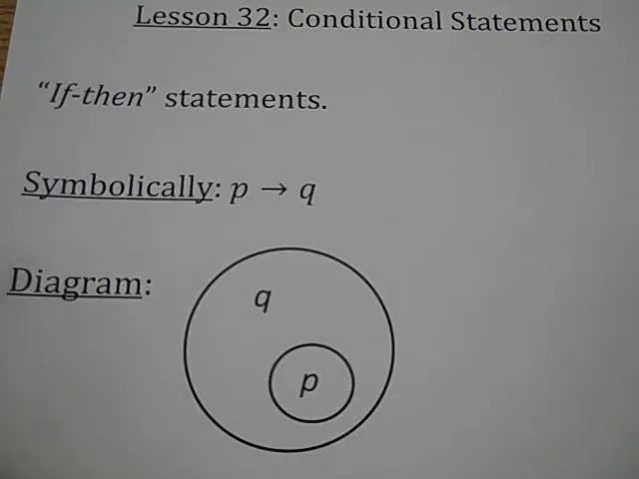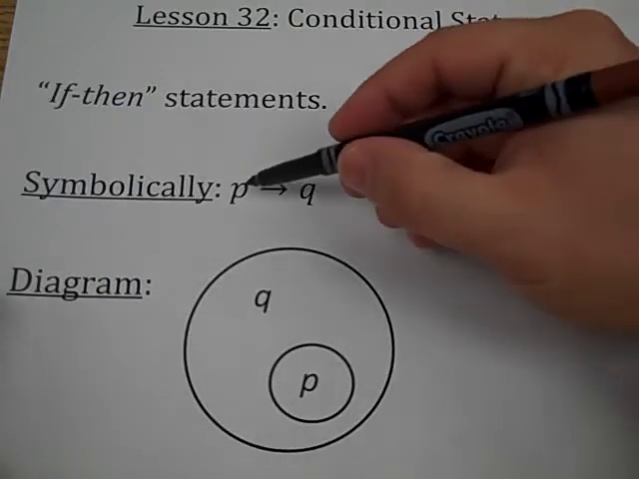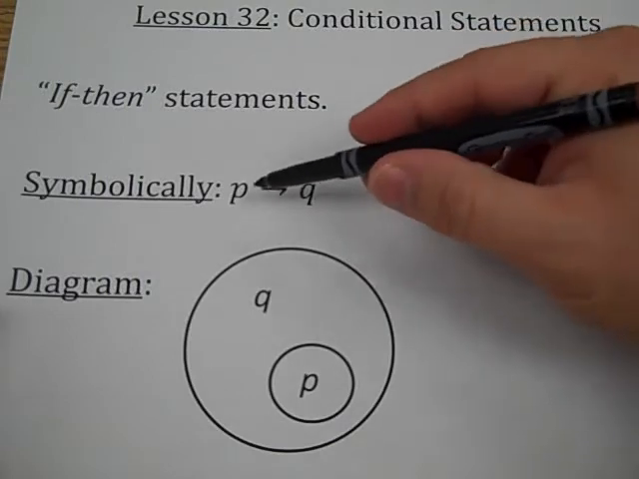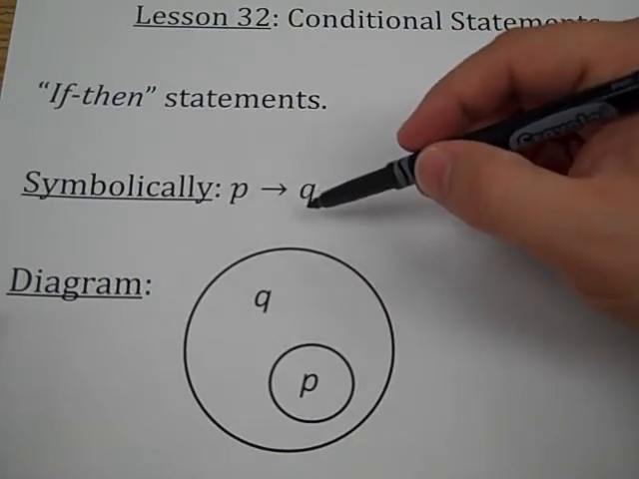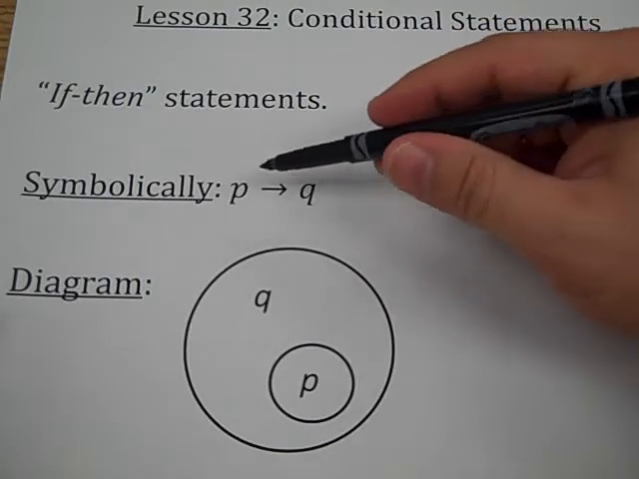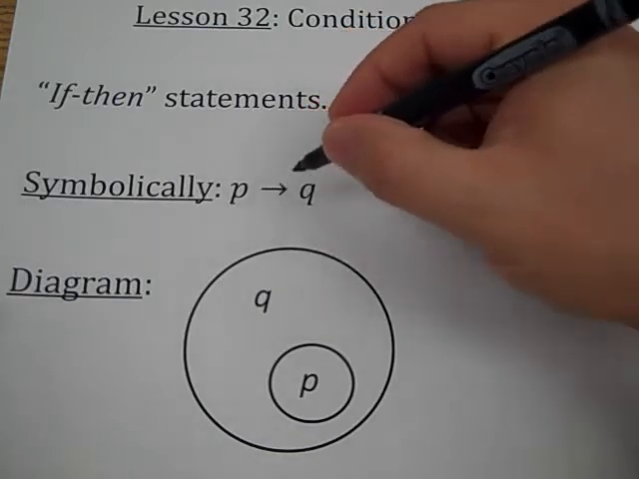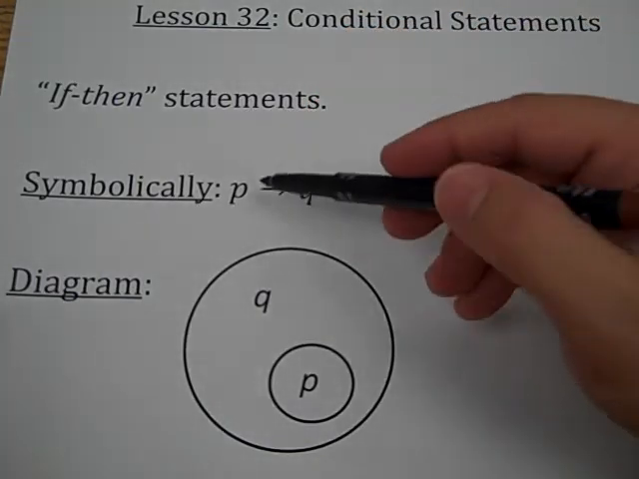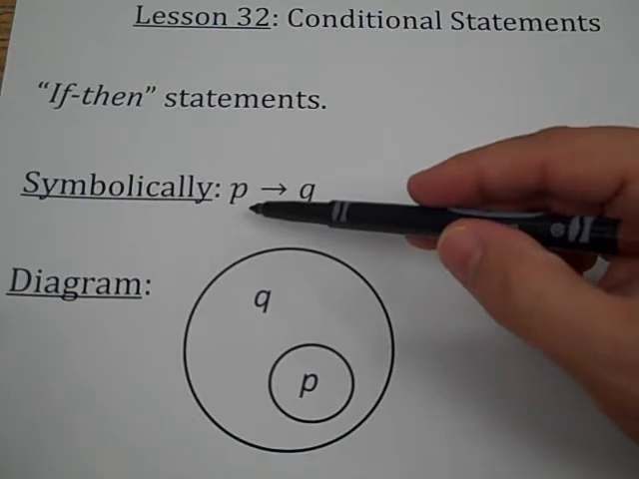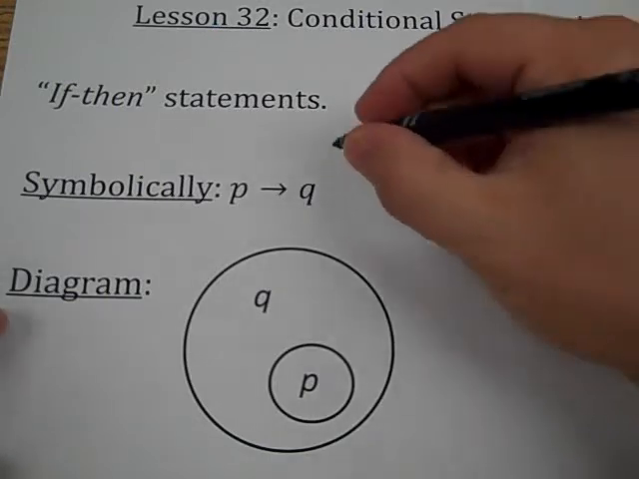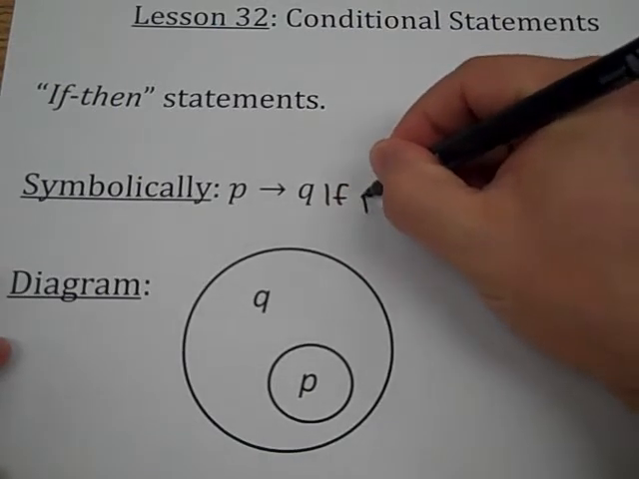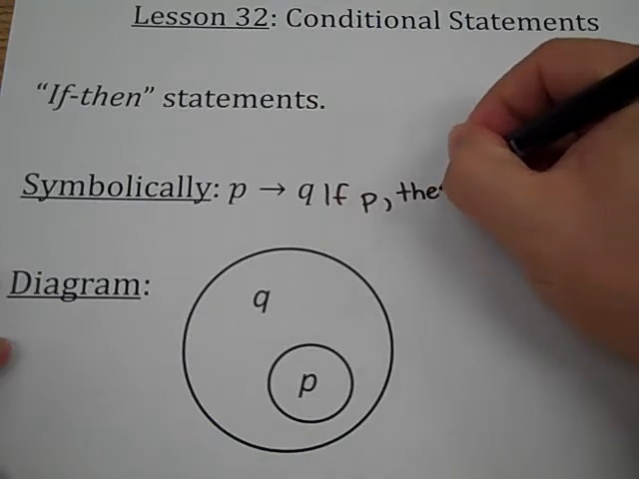In symbols, it looks like this. We usually use P and Q. We can use other letters, but traditionally we use P and Q. And we have this arrow pointing to the right. So when I see this right here, it says if P, then Q.